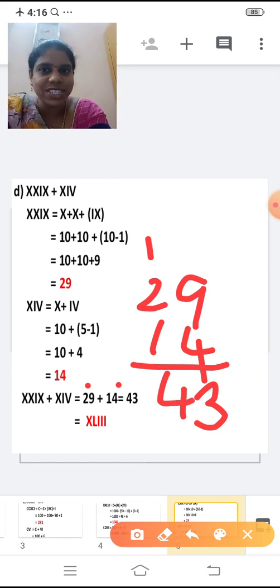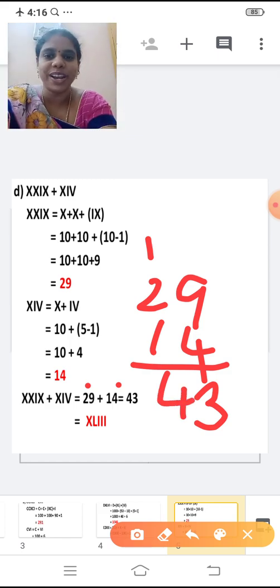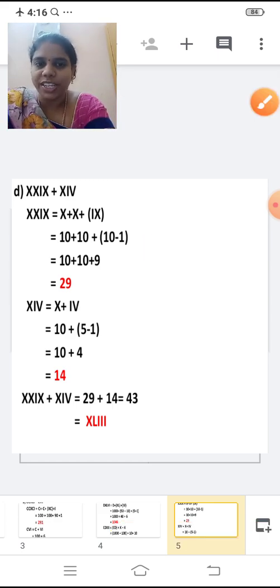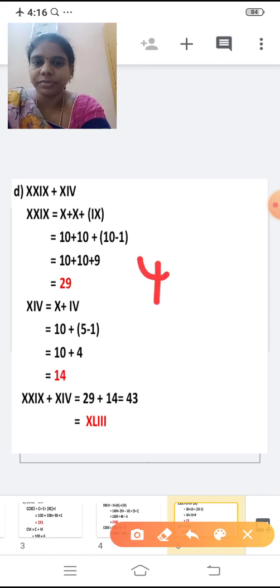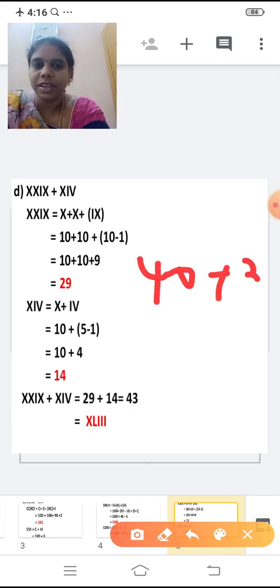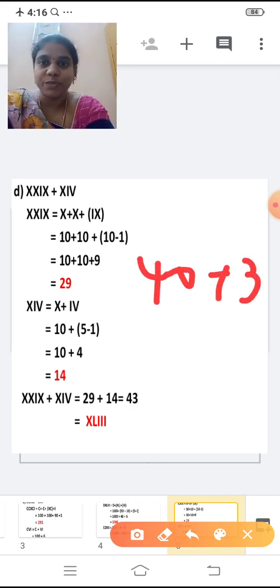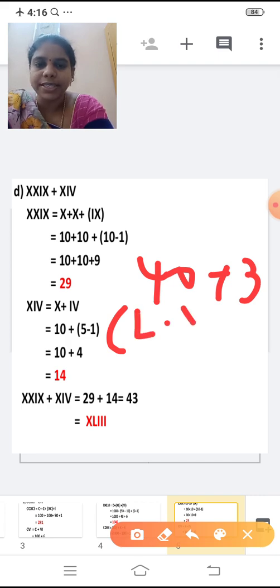Now again you are going to change this into Roman numeral for 40. So 40 plus 3 shall we write? 40 plus 3. So what is the value of 40? 50 minus 10, right? So the value of 50 minus 10. The value of 50 is L, minus X, plus 3.